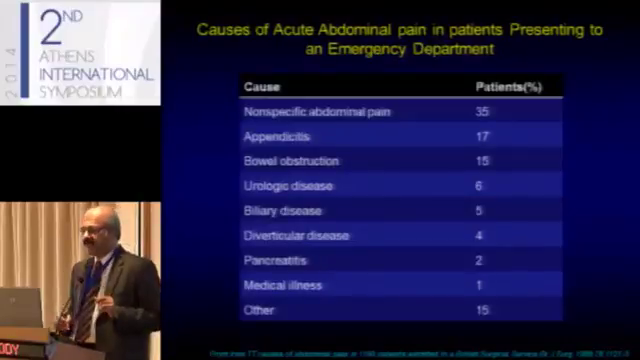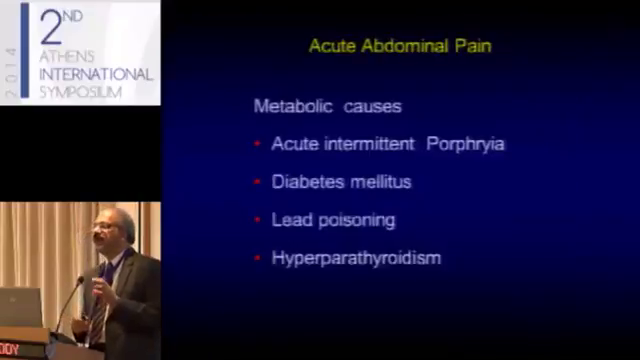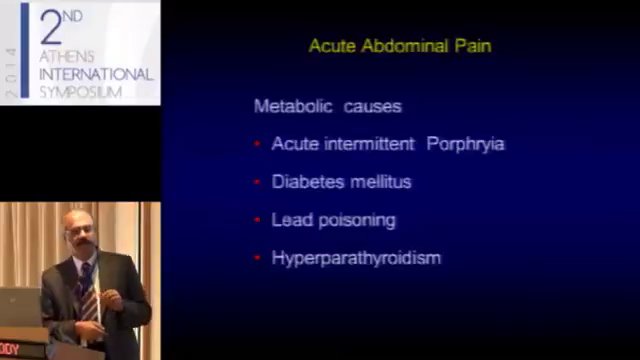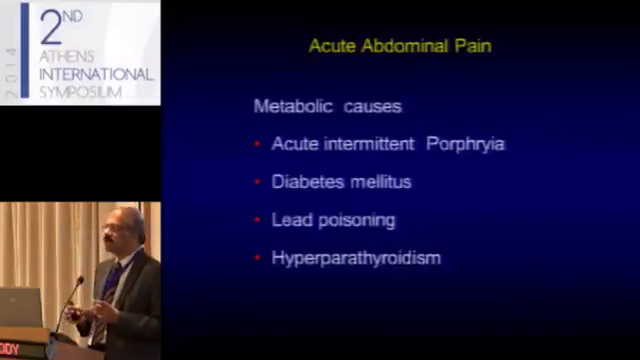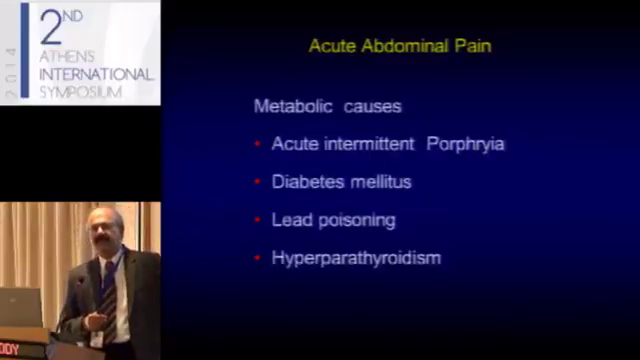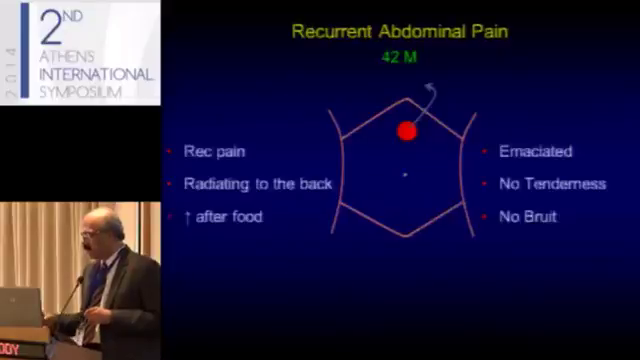And in this category of patients, it's very important to think of metabolic causes for abdominal pain. There can be acute intermittent porphyria, diabetic ketosis, lead poisoning. In all of these cases, the diagnosis can be very easily made by just doing the biochemical parameters. So it's important to remember these conditions.